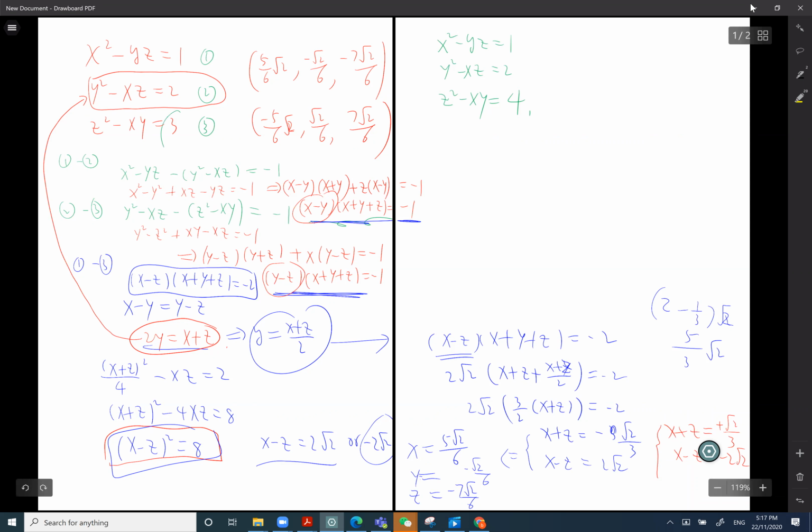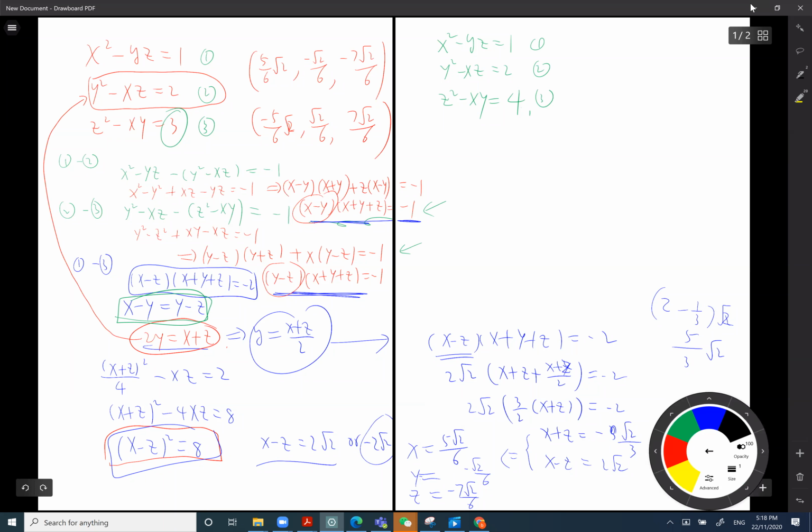I change this 3, because this 3 finally makes these two equal. I change it to 4. How do you solve it? If we still use this method, have a look at what happened. Still equation 1 minus equation 2. Equation 1 minus equation 2. Oh, the same, exactly the same.